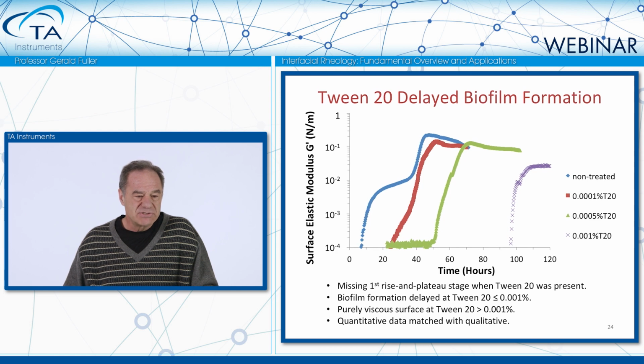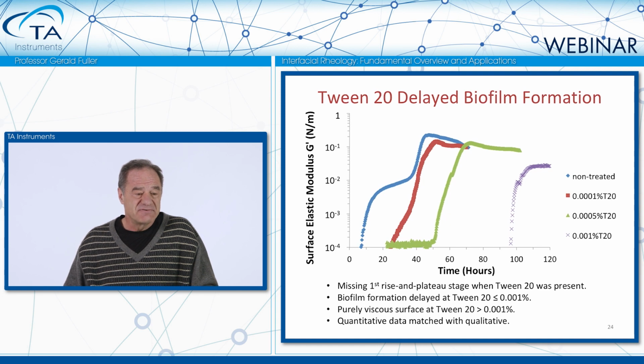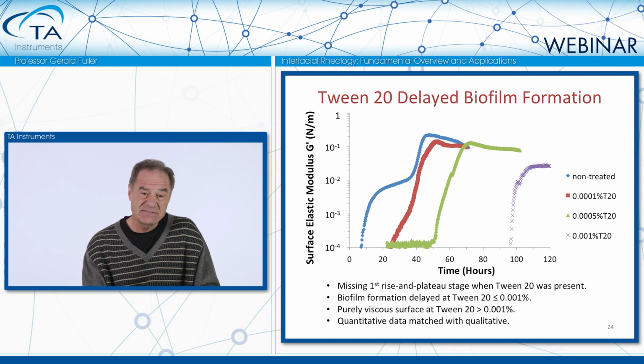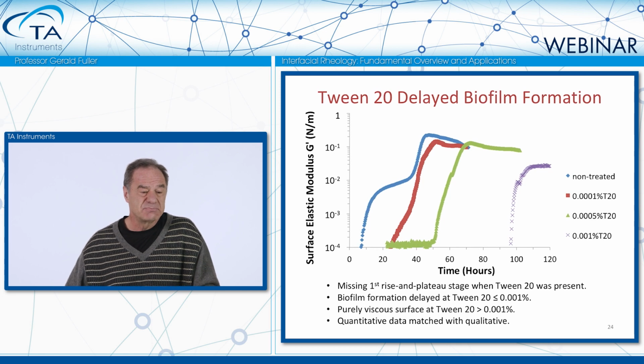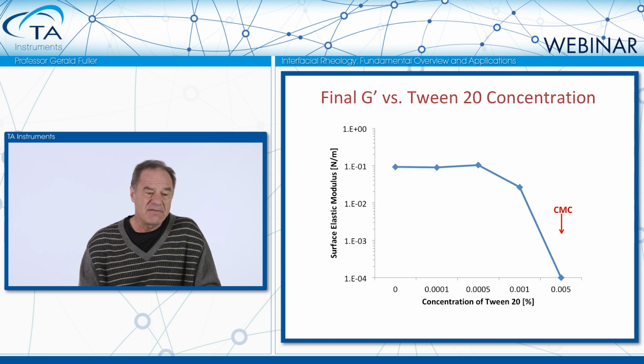It's what, 0.0001% tween 20. Increase it to 5, and that's the green. It's shifted. It delays the onset of biofilm production. And then if you go up to 0.001%, you've postponed it to about 90 hours. You're also diminishing the magnitude of the modulus. And if you plot the modulus magnitude as a function of tween 20 concentration, you see it plunges to 0, coincidentally at the level of concentration called the critical micelle concentration.